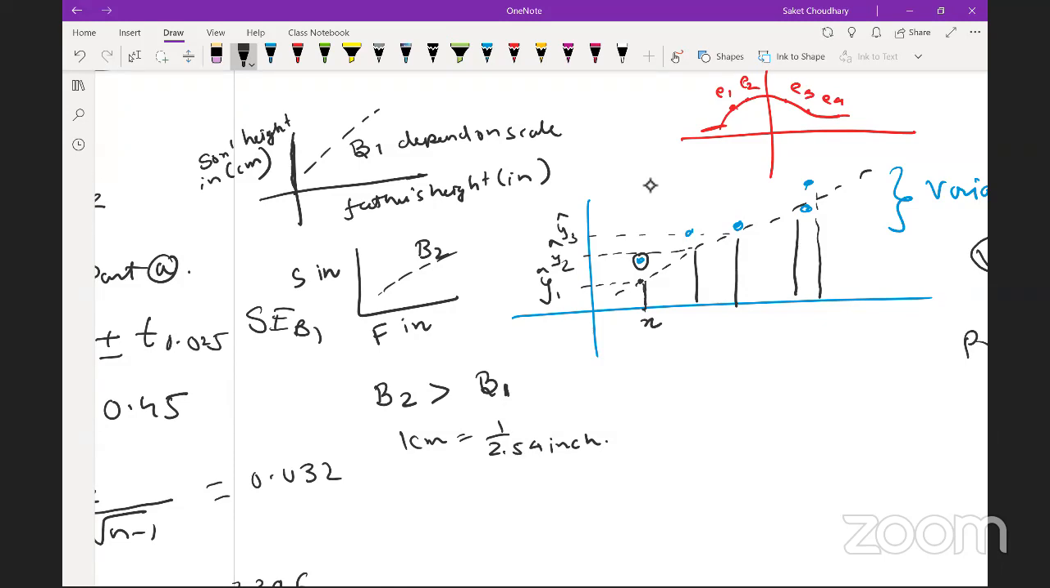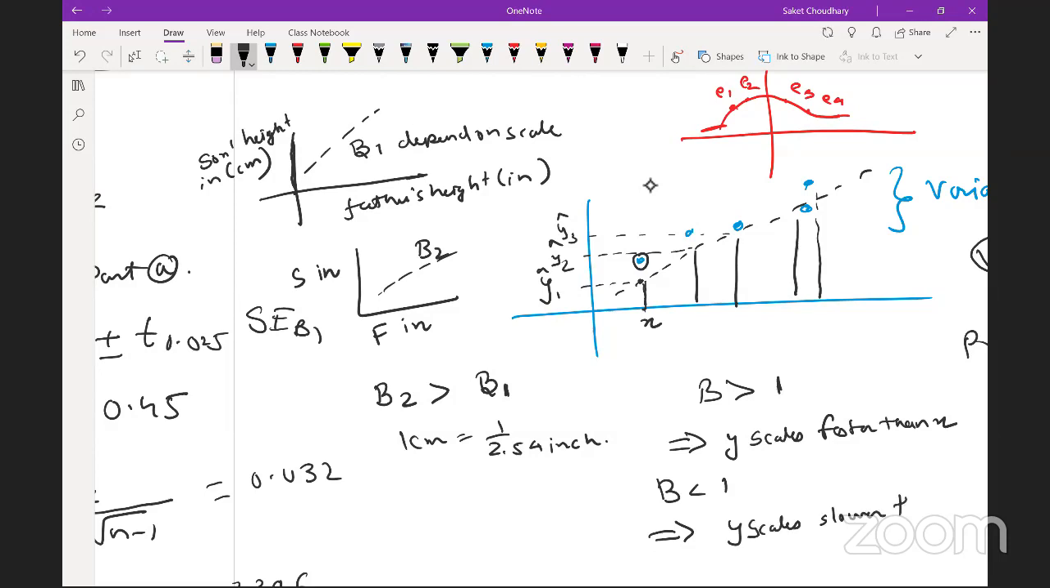Okay, beta 1 value is essentially telling you how the other variable scales with respect to the variable on the x. So if beta is greater than 1, that implies y scales faster than x. Beta less than 1 implies y scales slower than x. In a sense, it's telling you how much y varies if you vary the value of x by 1 unit.